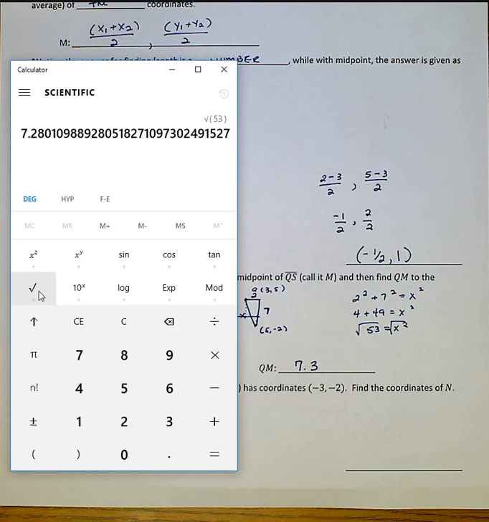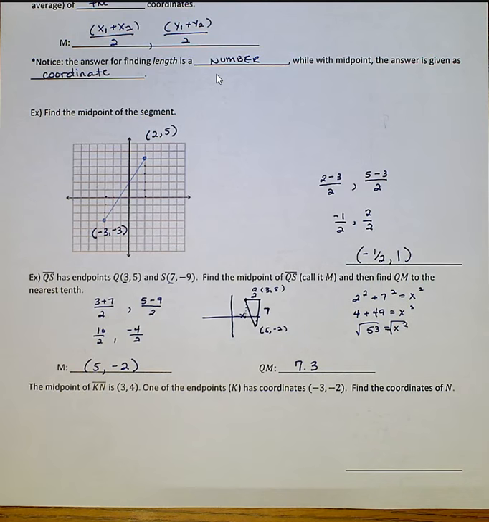Alright. This last problem proves to be pretty difficult, mostly because it asks the same questions in a different way. Okay, so it says the midpoint of KN is 3, 4. One of the endpoints, K, has a coordinate negative 3, negative 2. Find the coordinate of N.